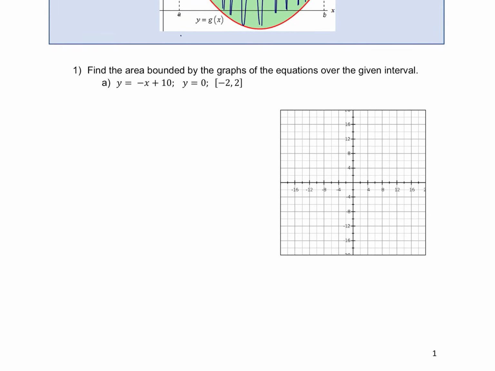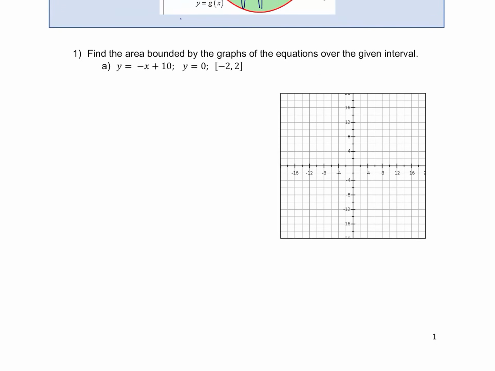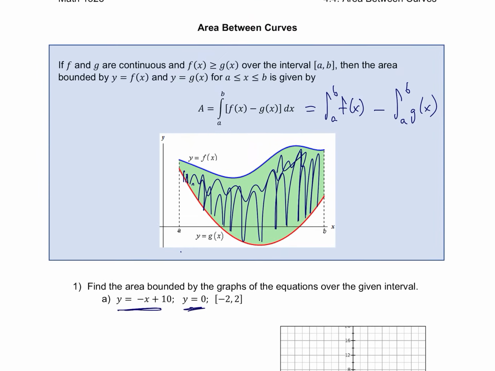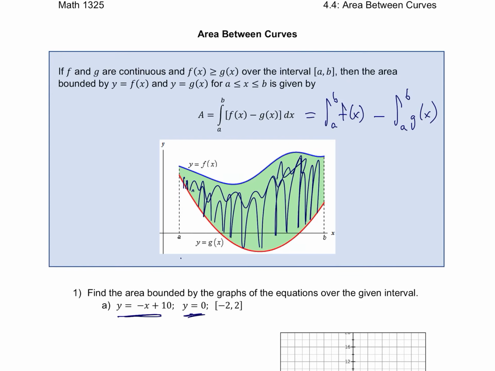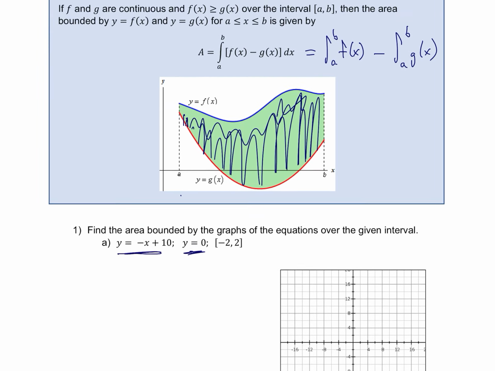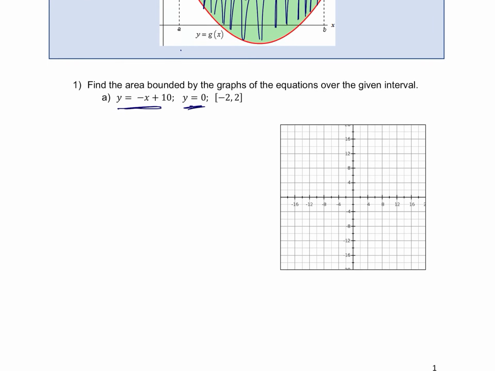So let's look at example 1 here. It says we want to find the area bounded by the graphs of these equations on the given interval. Whenever we want to know what to integrate, we need to decide which of these functions is the big one and which one is the small one, because we need to be integrating the larger function minus the smaller function. Whichever function is on top is going to go here, and whichever function is smaller is going to go here. So we need to take the integral of the large function minus the integral of the small function.